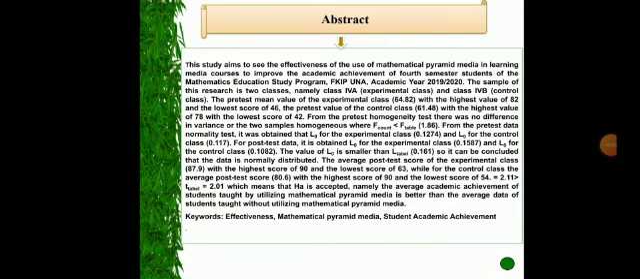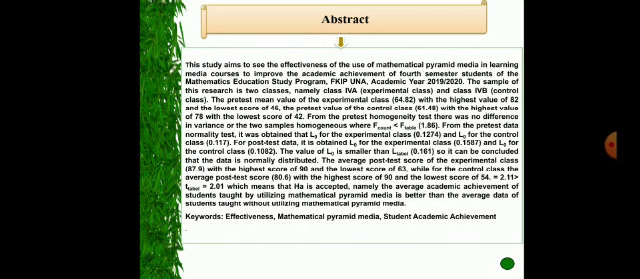The sample of this research is two classes, namely class 4th A as experimental class and class 4th B as control class. The pretest mean value of the experimental class is 64.82 with the highest value of 82 and the lowest score of 46. The pretest value of the control class is 61.48 with the highest value of 78 with the lowest score of 42.